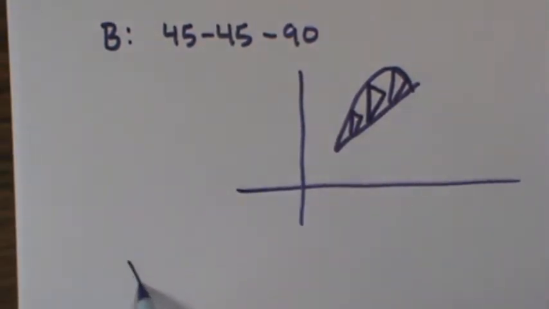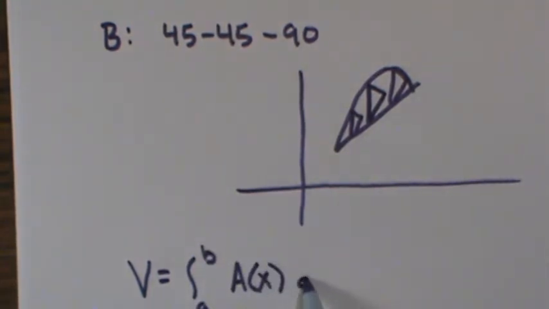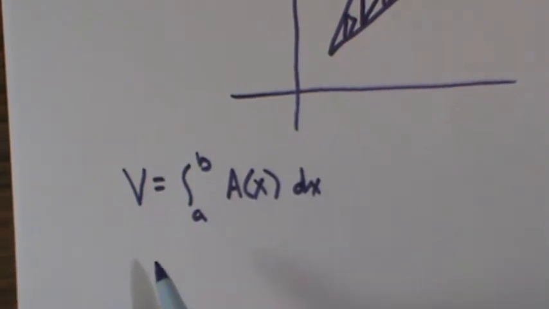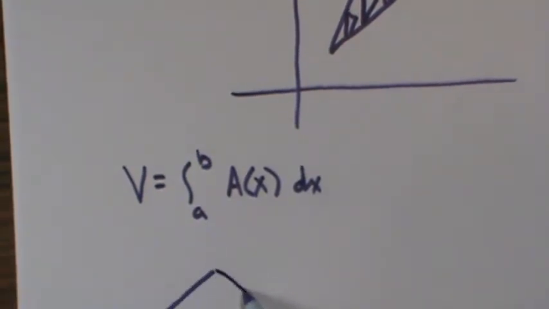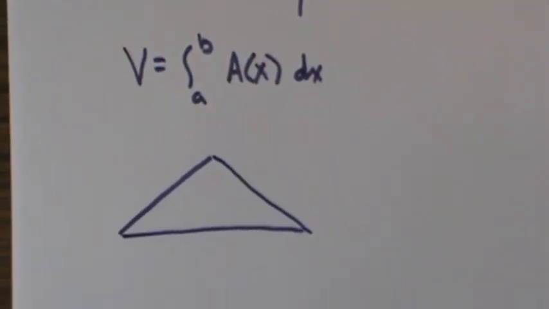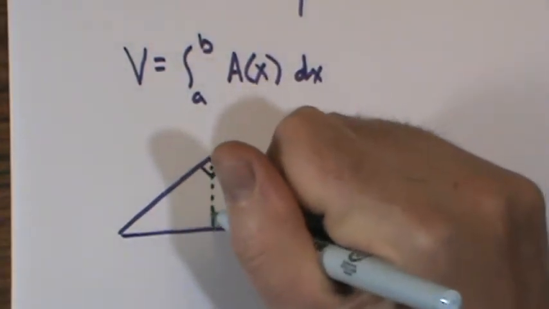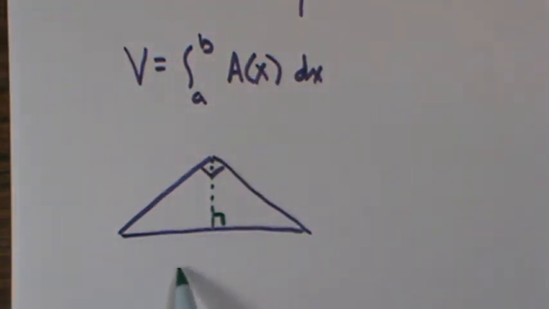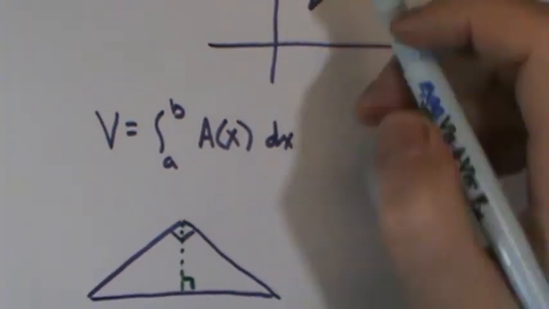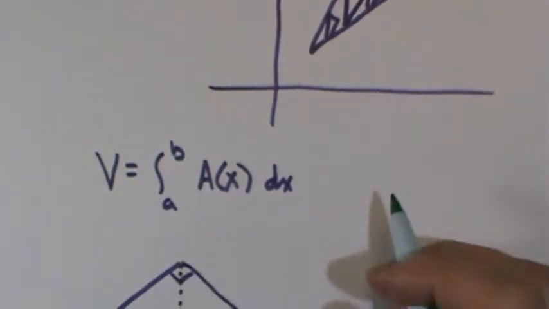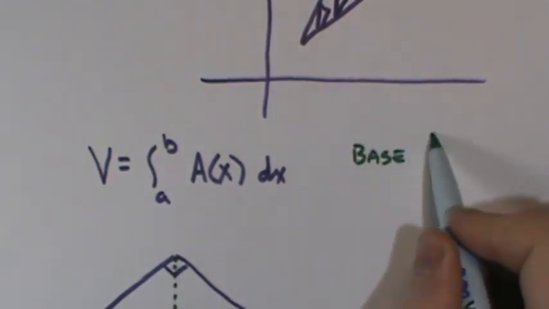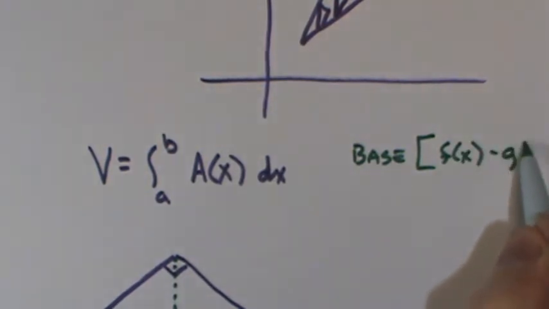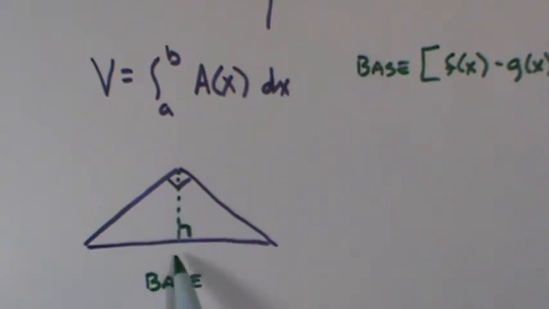The concept never changes. You'd say the volume is equal to the integral from A to B for an area function dx. Now when you add all those areas up, it becomes a volume. That's what we're saying. So when we look at this picture, here's my attempt at a 45, 45, 90. If I drop a perpendicular, I know that this is my base. This base is defined as that top minus bottom function right here. So I've got my base, which will be f of x minus g of x for all intents and purposes. And so I've got this base.